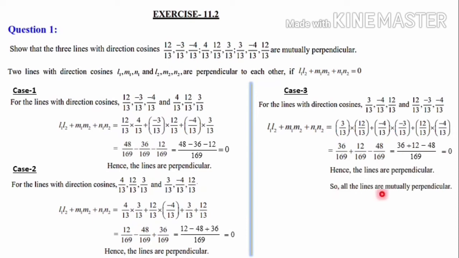So all these lines are mutually perpendicular, because first two are perpendicular, second and third also perpendicular, first and third also perpendicular. So all these three lines are perpendicular to each other, or mutually perpendicular.